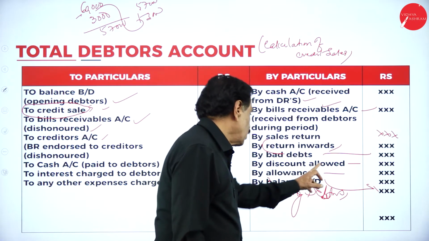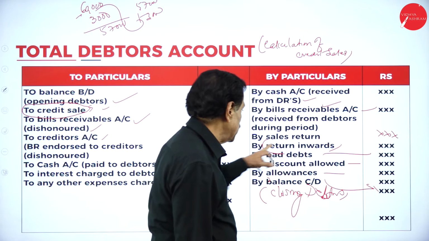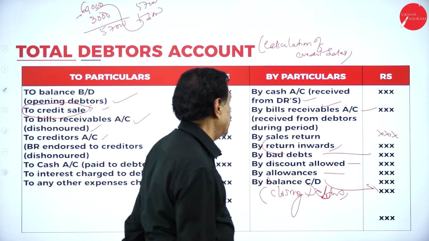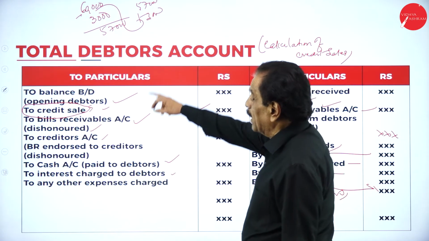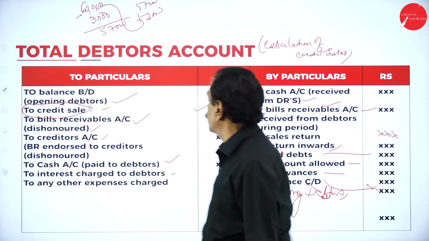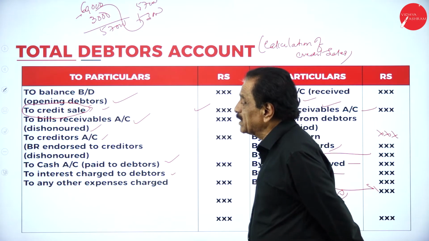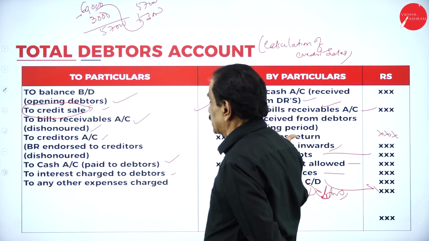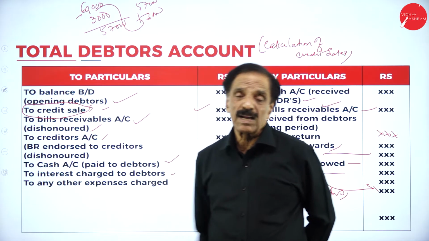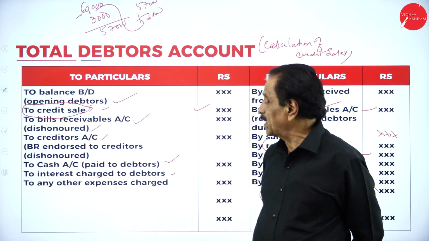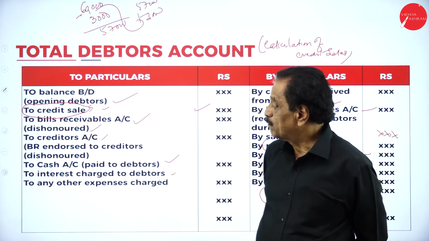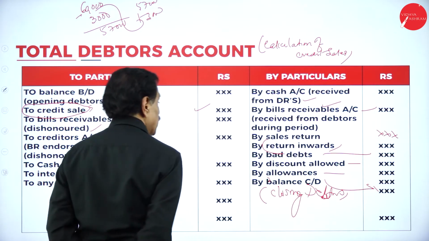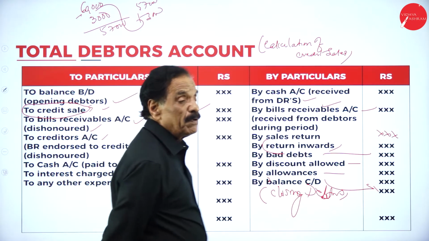By discount allowed, by allowances, by sales return, bad debt: common entries. Here you must be careful. To balance brought down, opening debtor, to credit sale, to BR account dishonored. By BR received during the year. To creditor, BR endorsed to creditor dishonored. How do you write this in the BR account?